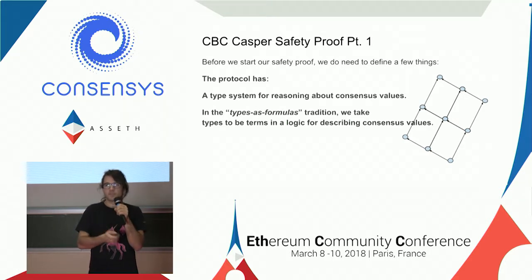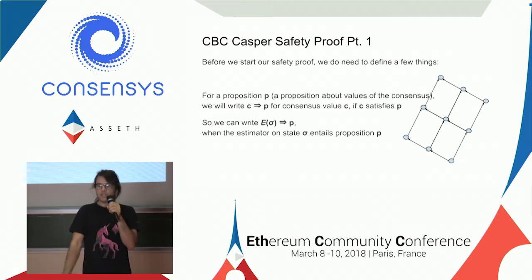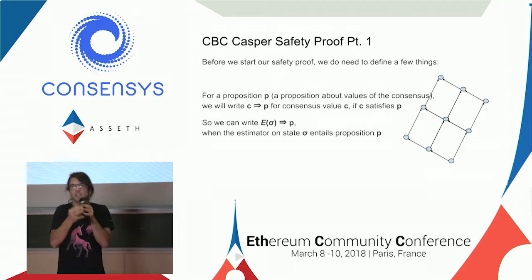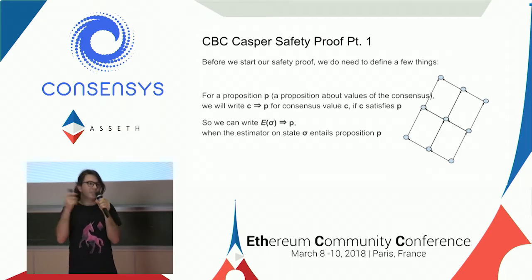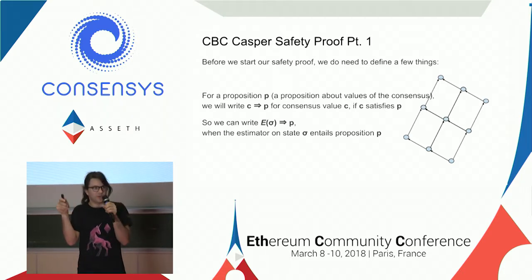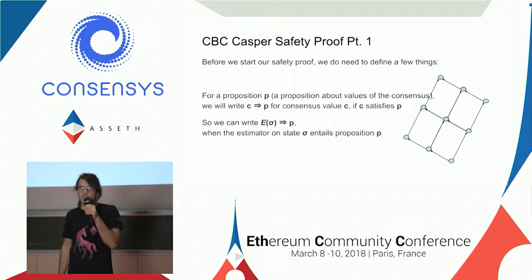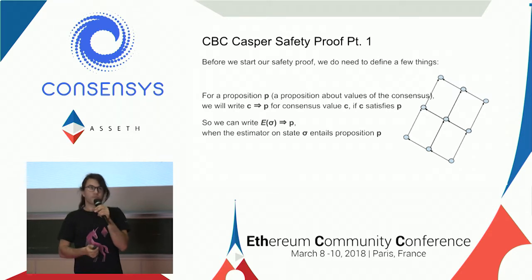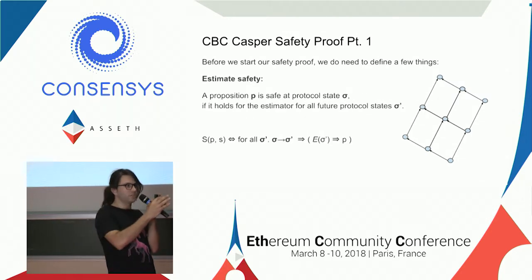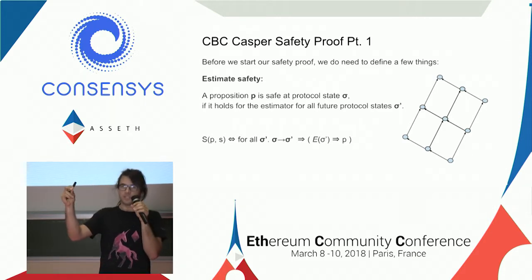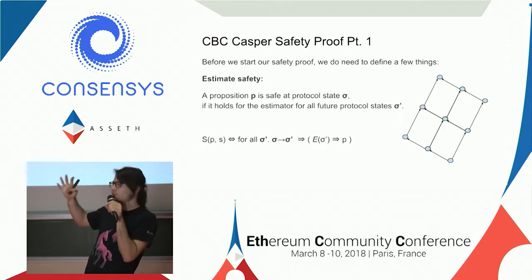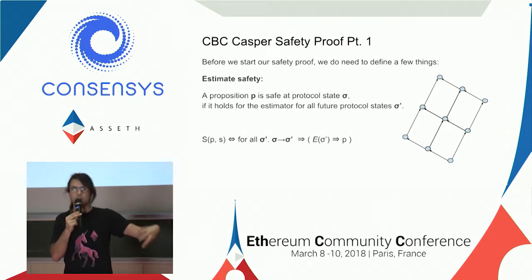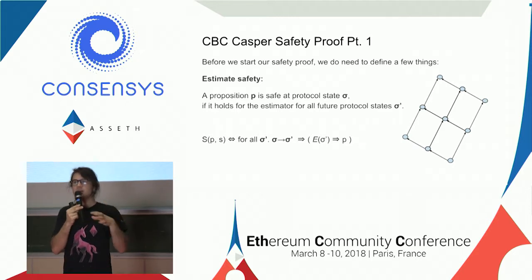We have a type system on the values of the consensus. So we have this notion that the value of the consensus satisfies a property, right? And I write C implies P if the type P, or the proposition P, is satisfied by the value of the consensus. So for the estimator, we can talk about whether the estimator satisfies a property. Great. So we have, again, protocol states and transitions and a map from them to values of the consensus, and now we also have this system for talking about the values of the consensus.